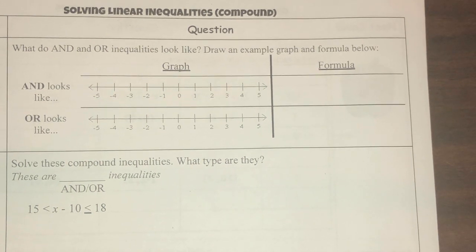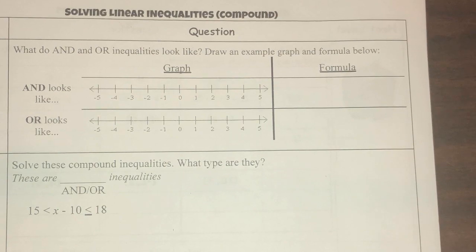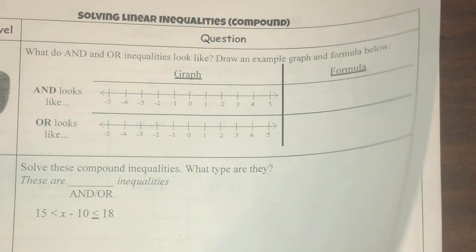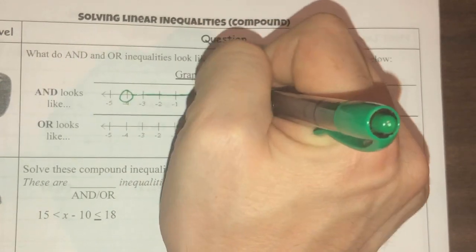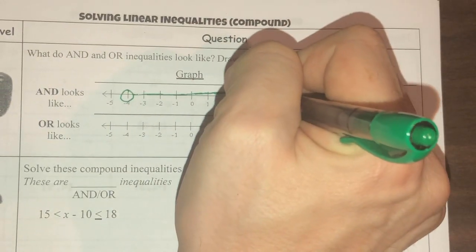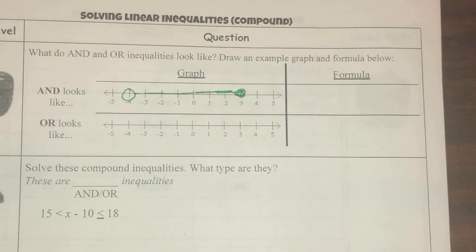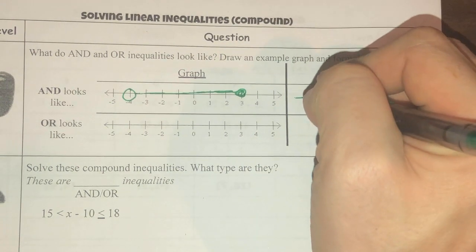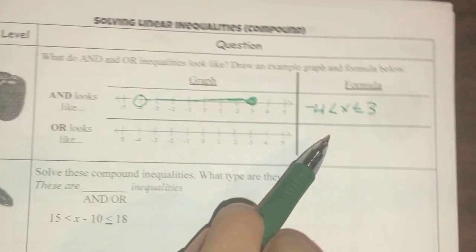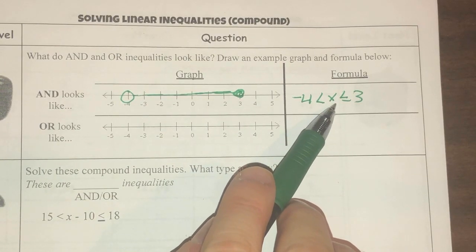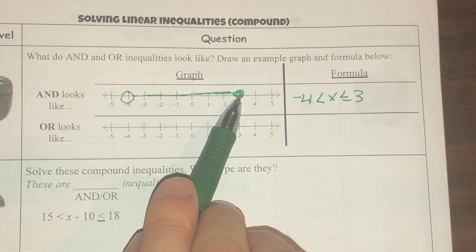I talked about ands and I talked about ors, okay? The and graphs are ones where you're going to shade in between. So this one would be negative 4 is less than x is less than or equal to 3. Remembering that the or equal makes it closed, the not or equal makes it open.